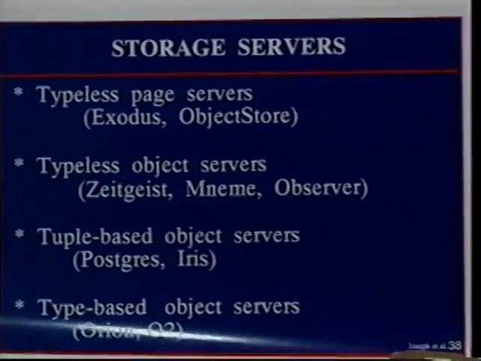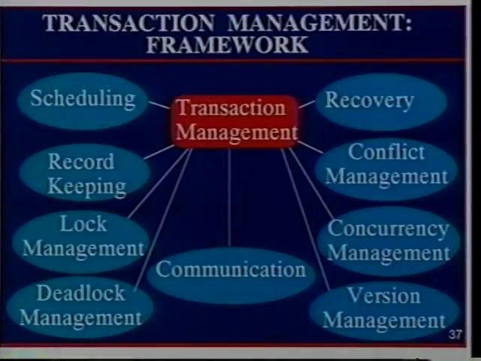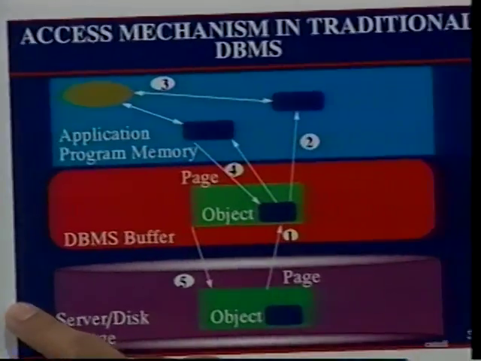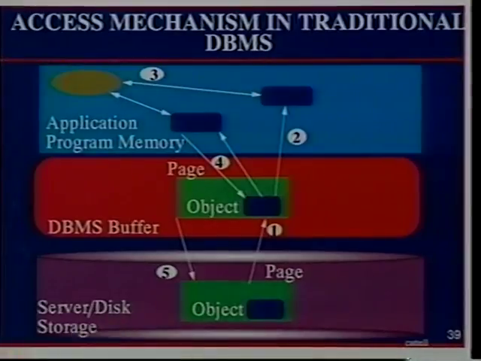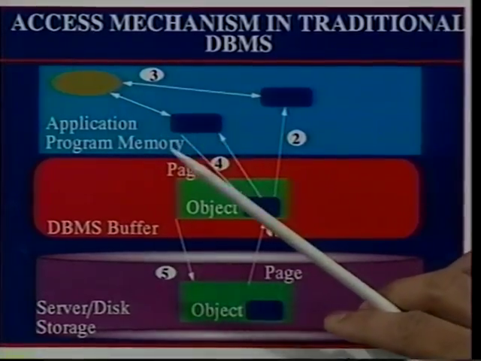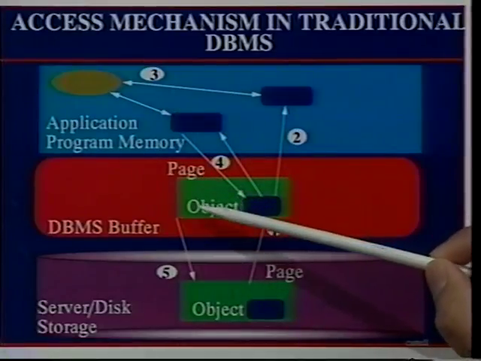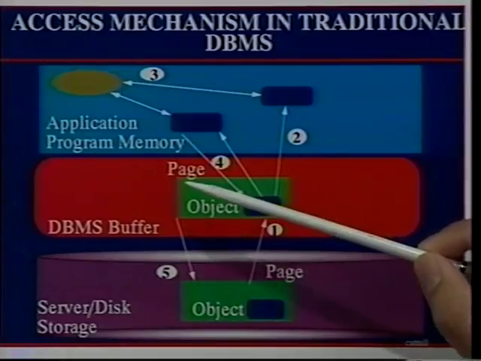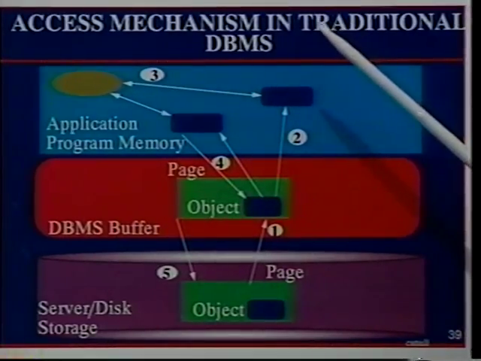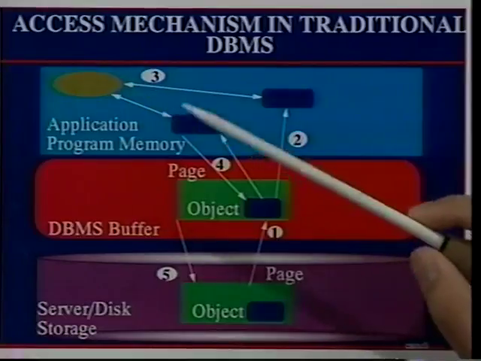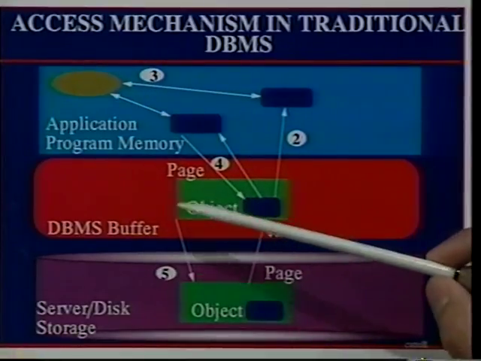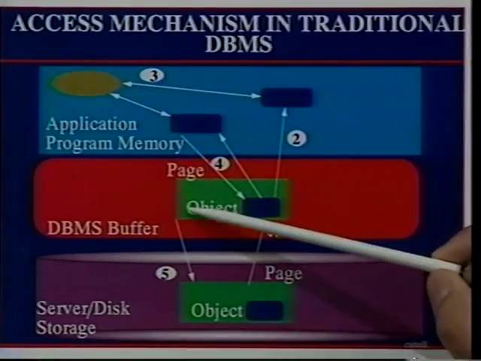I will come to this particular slide later on by explaining to you how things are done in a traditional database management system. If you look at the traditional DBMS, this is how the access is done. Suppose the application program requires a particular object or a table. I'm just using tables and objects synonymously at this stage, because we are in the realm of object oriented databases. Now, the application program here requests a particular object.